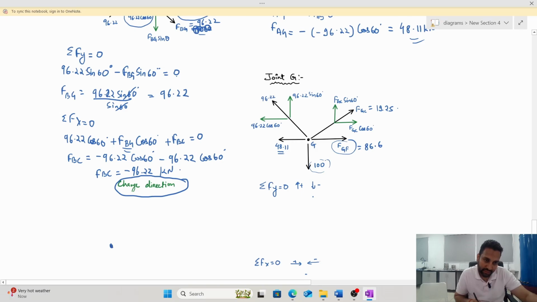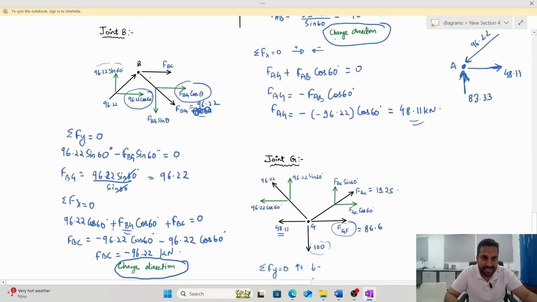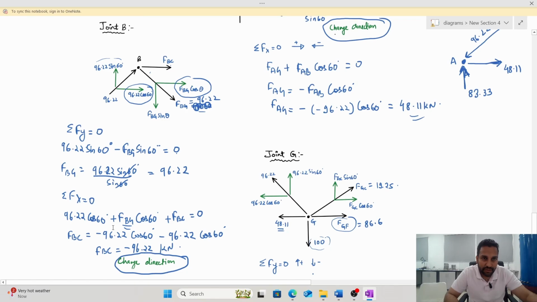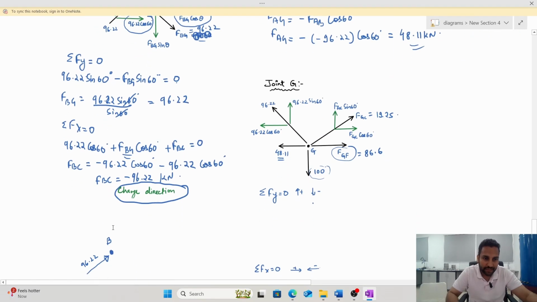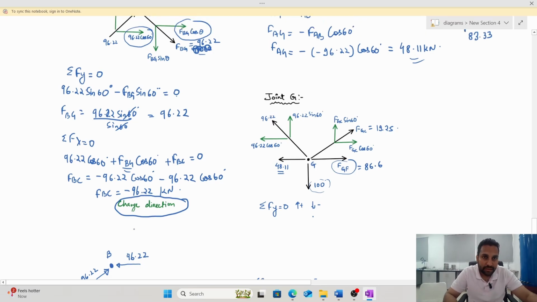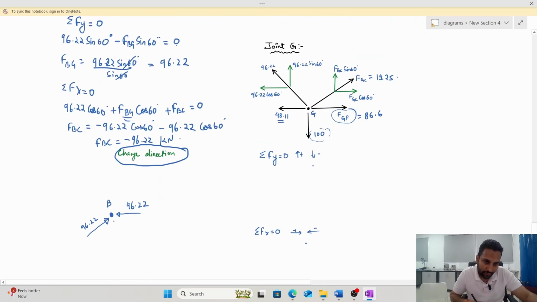So at joint B, I will write this as joint B. So what is there? A force coming in, how much was it? It was 96.22. This was found in the earlier joint A. Then what we found now, FBC. FBC initially we took away from the joint, but it is negative, so I will take it towards the joint. So FBC is like this, which is 96.22, and FBG is positive and going away, so I will keep it like this, which is 96.22.